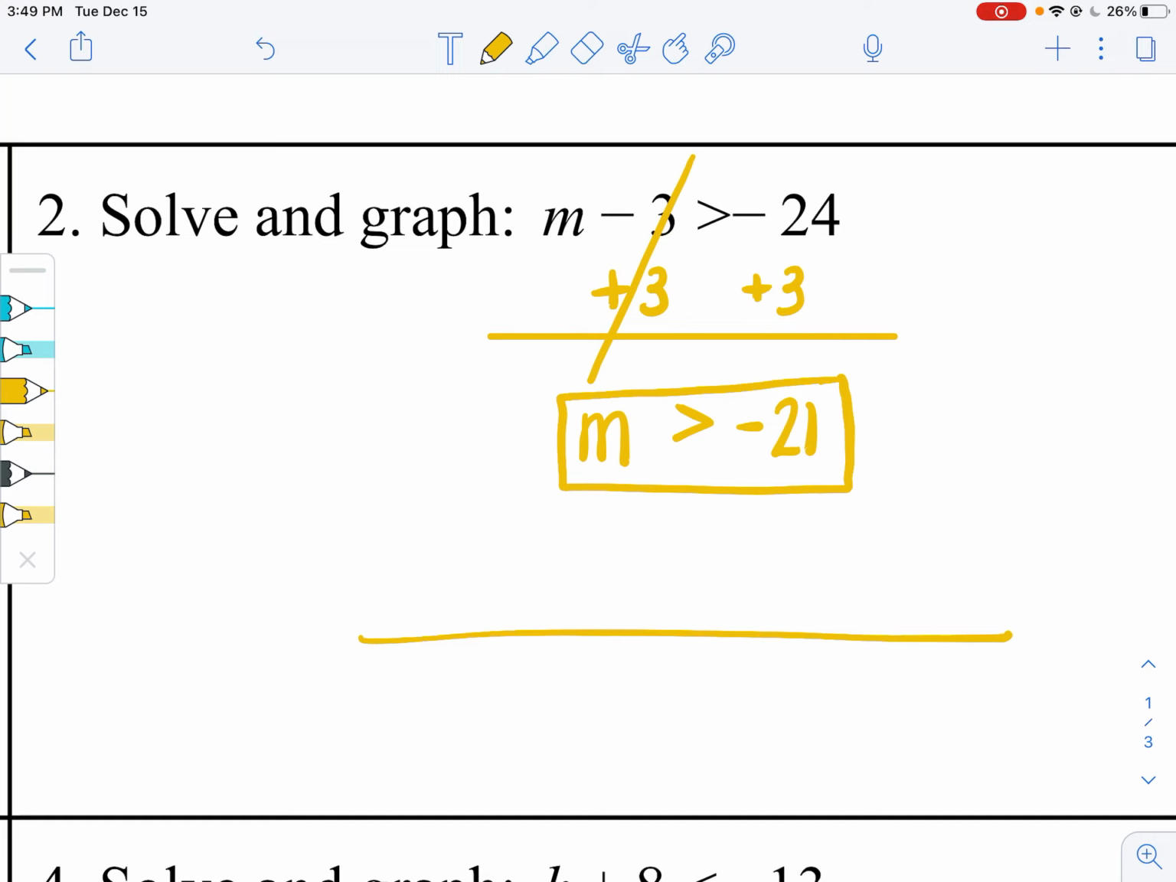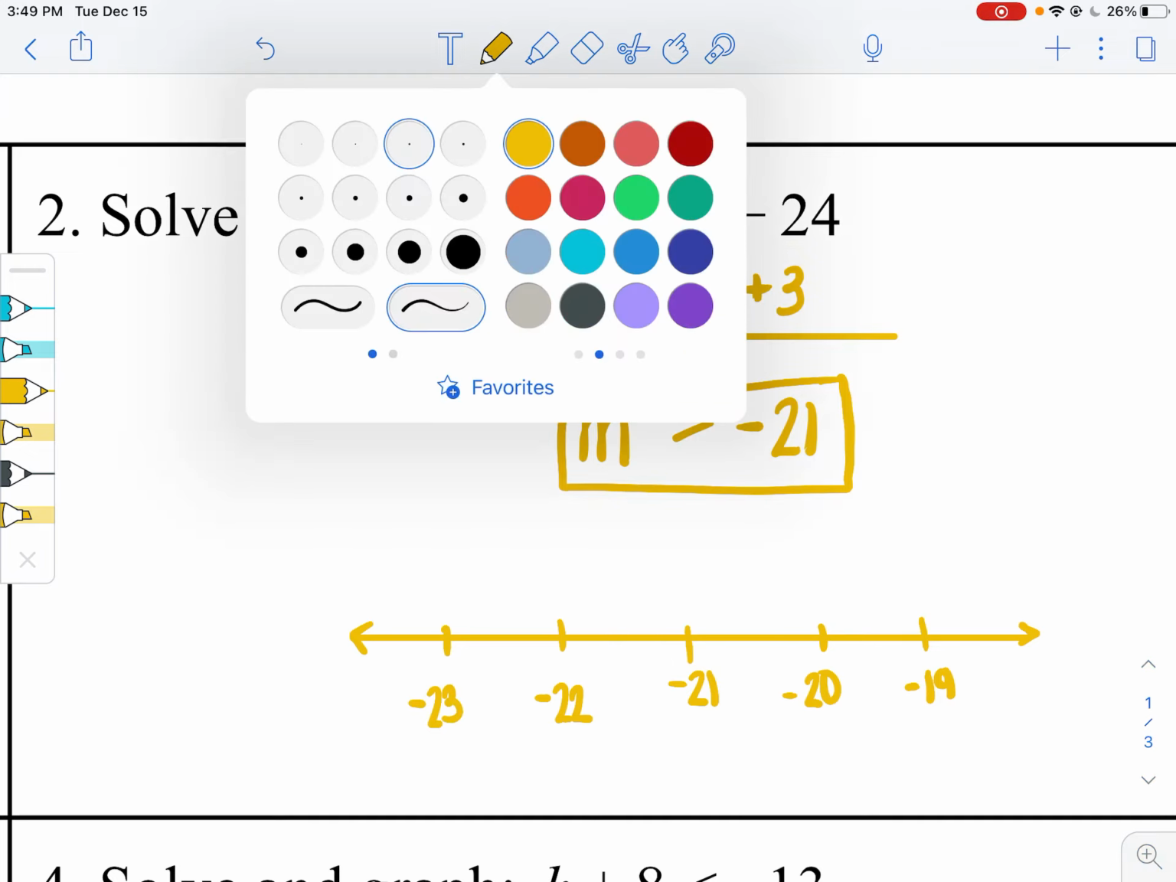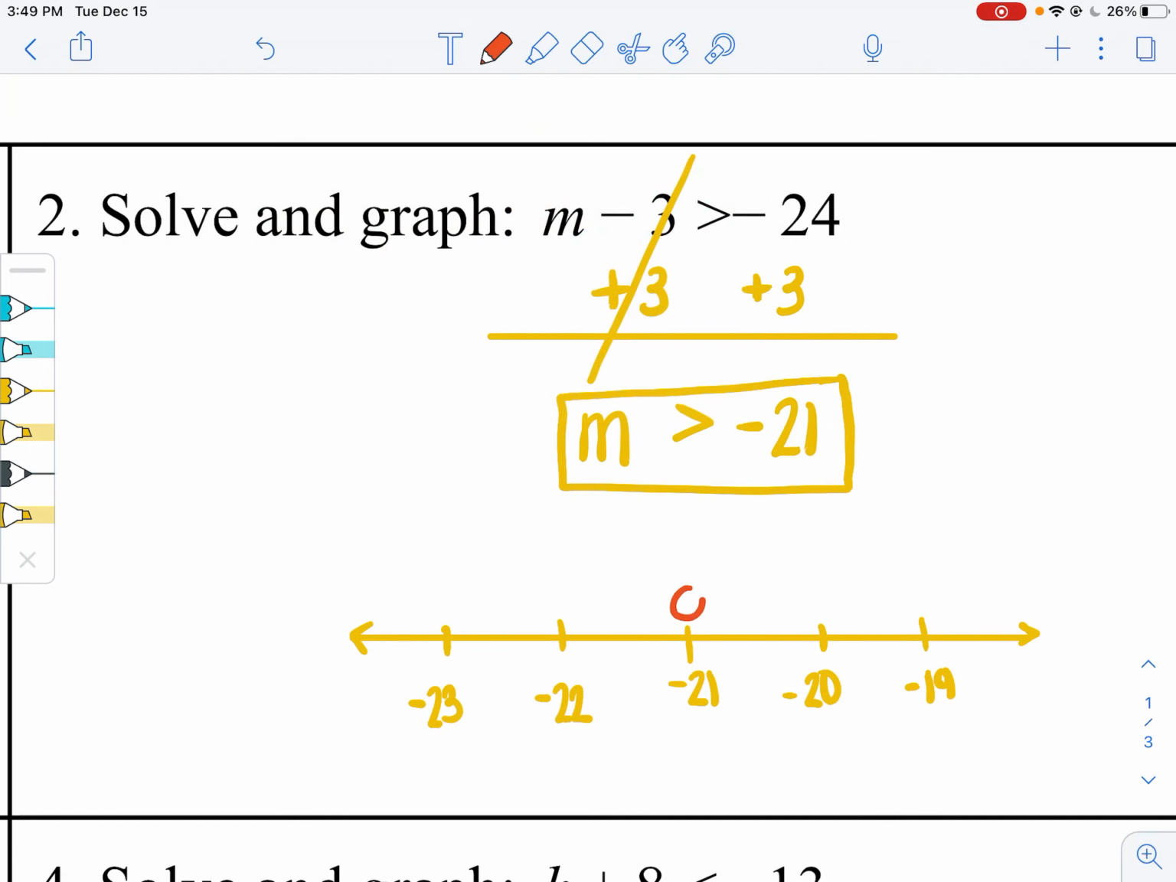And I'm going to draw a number line here. Your number line has to have arrows. I'm going to put negative 21 right in the middle. This is negative 20, negative 19, negative 22, negative 23. This time, m cannot be negative 21. So we have an open circle on negative 21. And since it has to be greater, all of these numbers are greater.